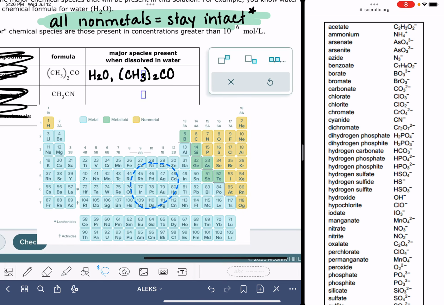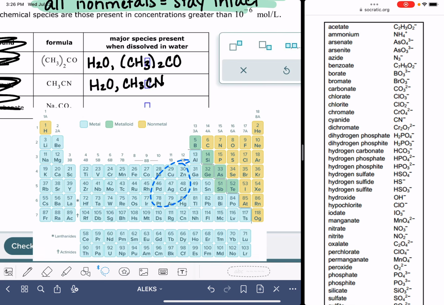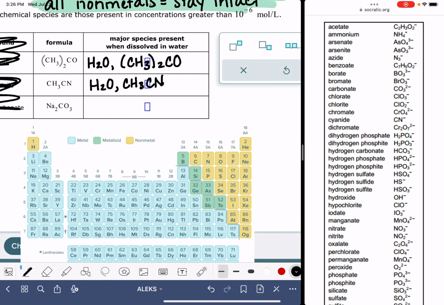Let's take a look at the next one. So for the next one, again, always for all of these, water is present because you're dissolving it in water. And then let's analyze the atoms in this molecule. We have carbon, we have hydrogen, we have nitrogen. Again, all of them are nonmetals, which means that this molecule also is going to stay intact. Again, that means the molecule is not going to split apart into cations, anions, things like that. So let's take a look at my next example.